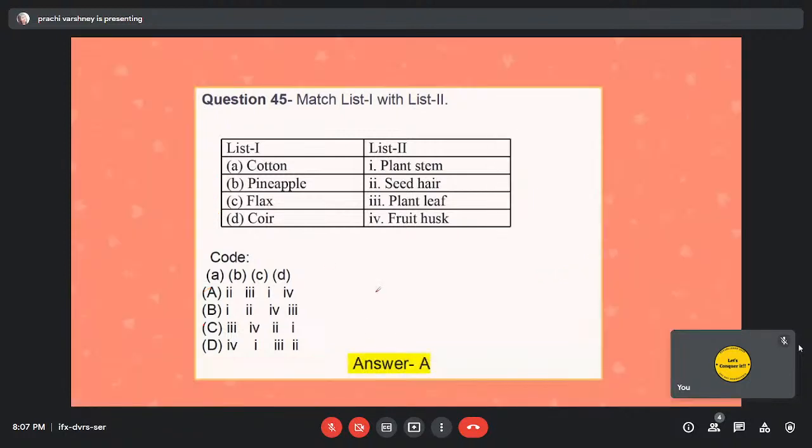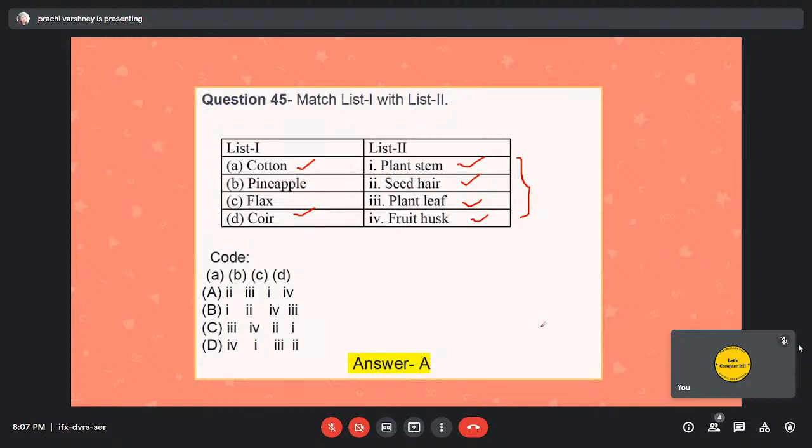The correct answer is A. Yes, Sonal, you are right. Cotton is obtained from seed hair, pineapple from plant leaf, flax from plant stem, and coir from fruit husk. So these are different categories from which we can obtain different kinds of fibers.